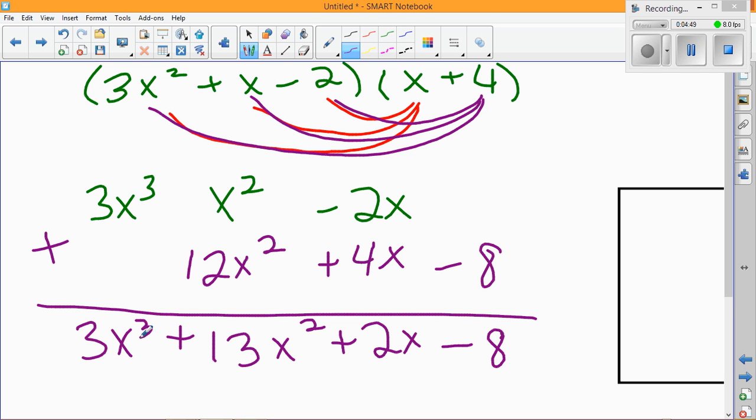Now, similarly, when you have 3 polynomials being multiplied together, with the area model, you'll just have to do 2 area models. And with the distributive property, you have to do 2 different distributive properties. It's up to you which way you like better and which way makes more sense to you. Both ways will yield the same result by pretty much the same method.